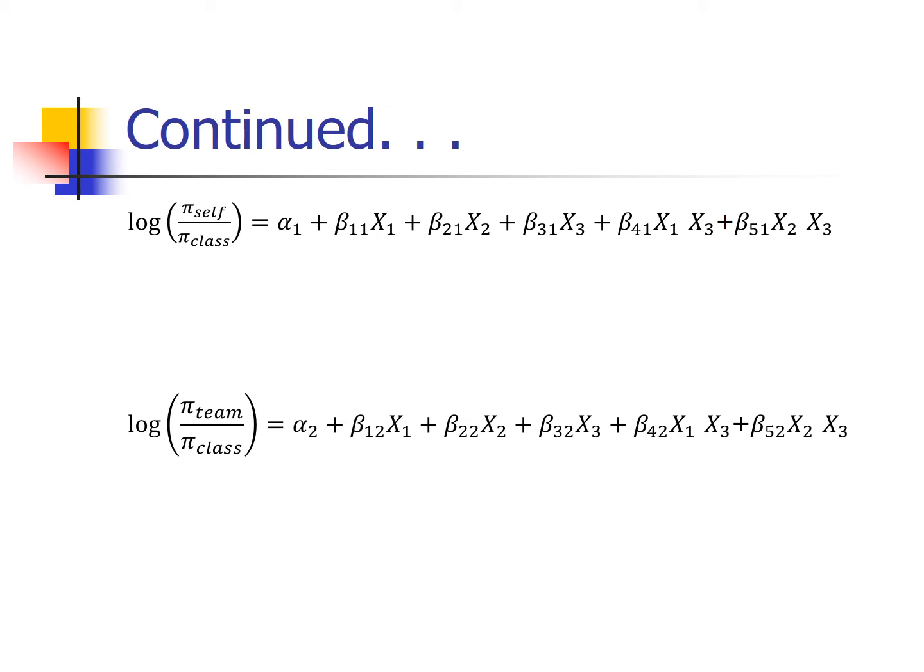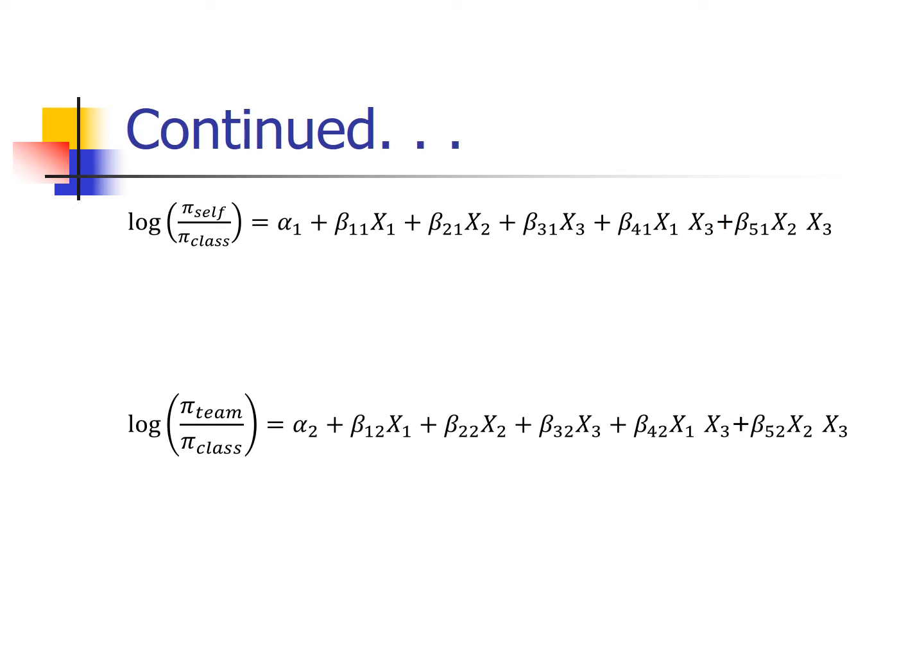The left-hand side is log. So we said class is going to be our reference category. So that means we have 2 categories left over. So we need to look at the log of pi self over pi class, the probability of preferring self instruction over the probability of preferring class instruction. The other equation is log of pi team over pi class. And then like this, right, 2 equations, of course.